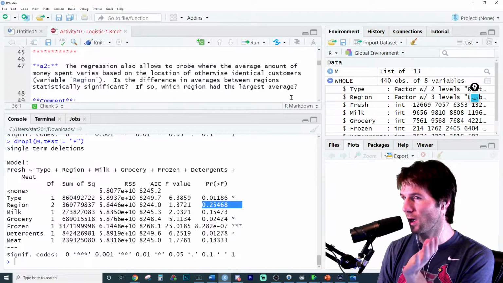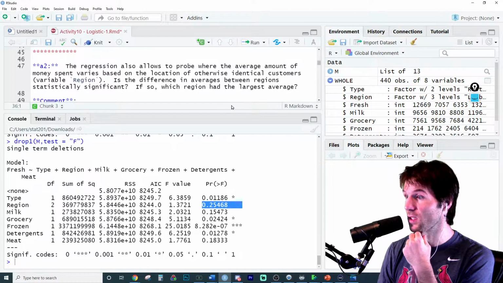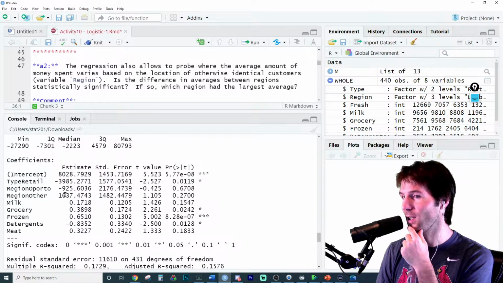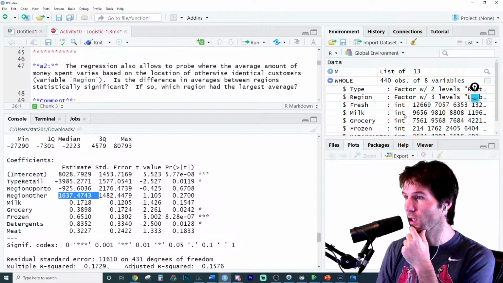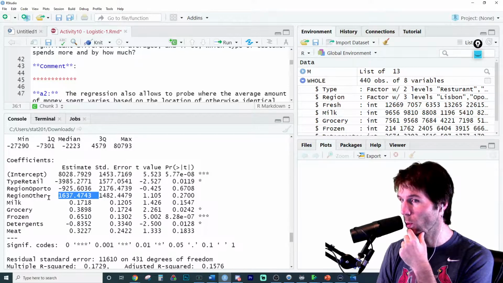So the last question is kind of not important because if it is statistically significant, which it's not, it would be region right here. The one with the highest would be region other. Region Lisbon is actually in the middle. It would be between Oporto and other.